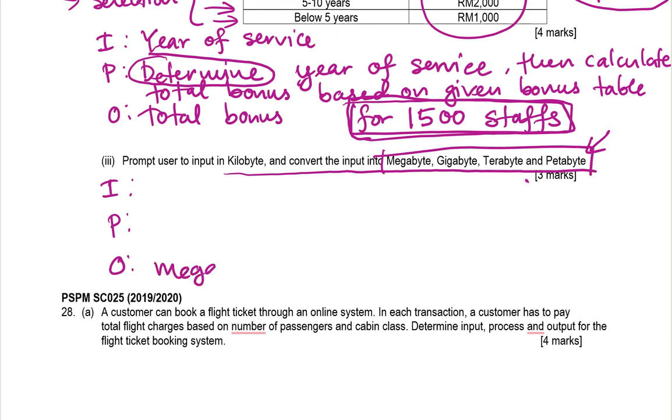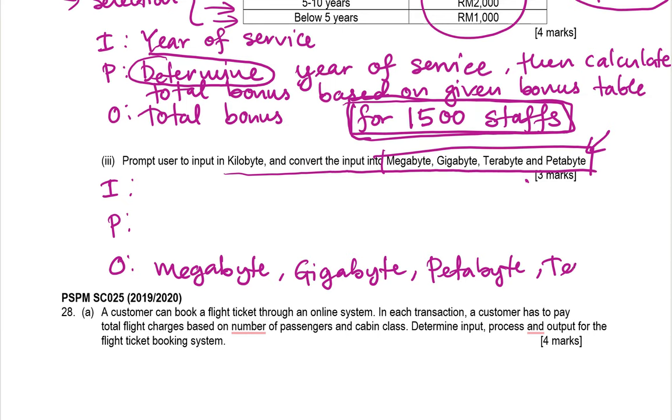Megabyte, comma, gigabyte, comma, petabyte, comma, sorry, another one is terabyte. Now for the output, you have to separate by comma, because we are going to get these four different outputs. So what is the input? The question mentioned that from user to input in kilobyte. Of course, the user needs to input the kilobyte.